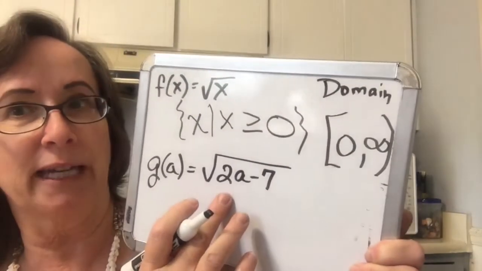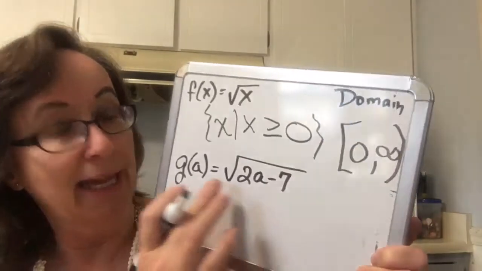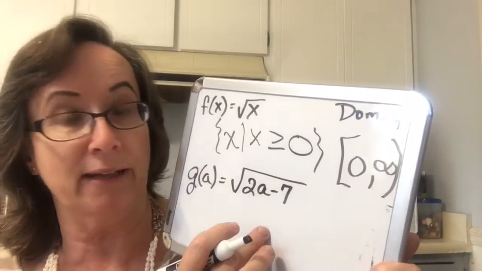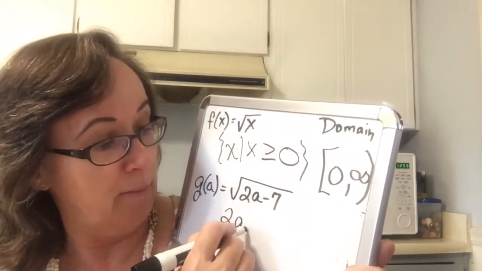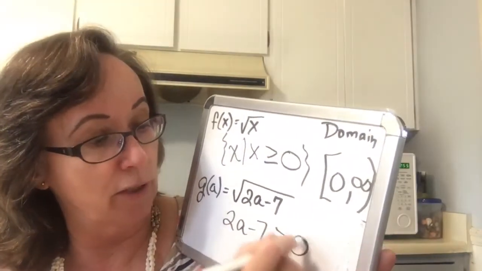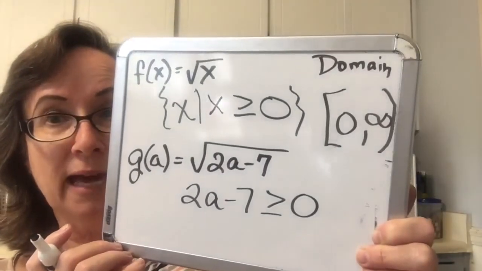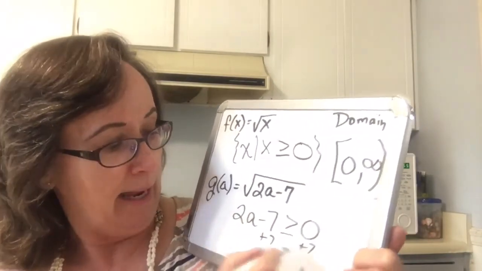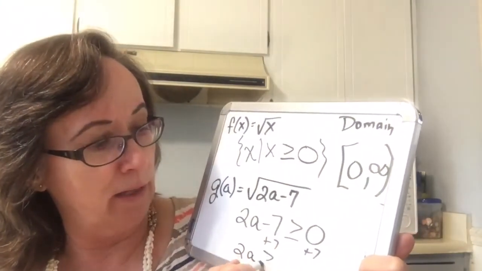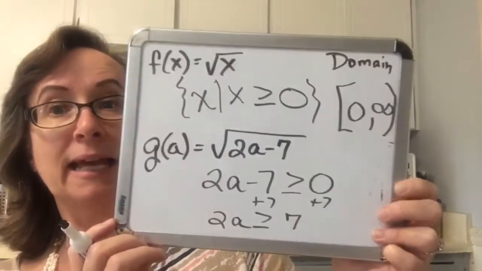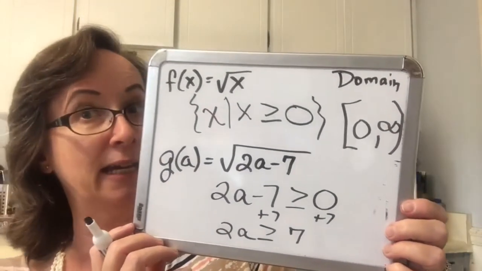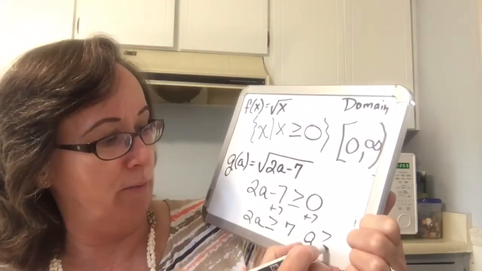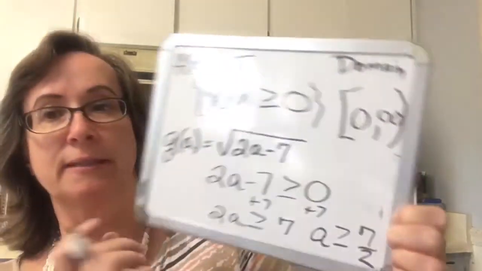This one is a little trickier, but I'm still going to work it the same way. It is a square root, which is an even root, which means I can't have a negative underneath the radical. So I'm going to set 2a minus 7 greater than or equal to 0. When I do that, I will add a 7 to both sides. So add a 7, and I get 2a greater than or equal to 7. Then I can divide by 2, but since it's not a negative 2, I don't have to flip the sign. And I will wind up with a is greater than or equal to 7/2.